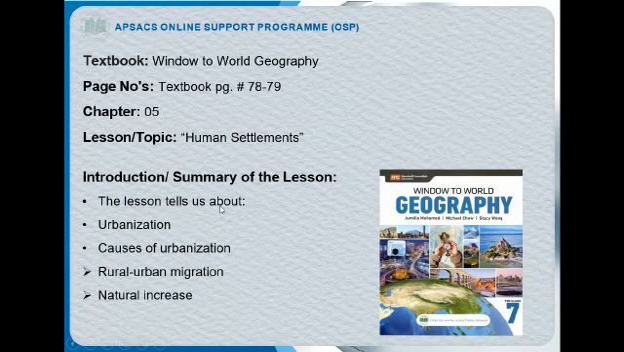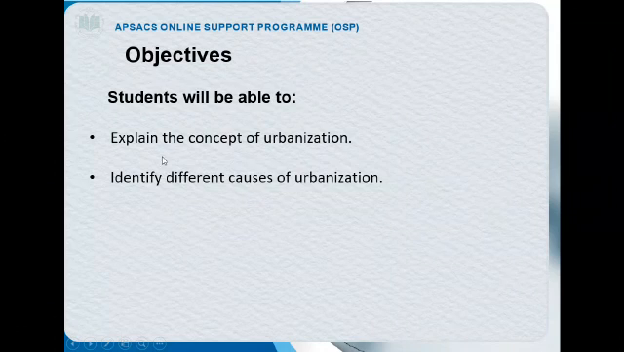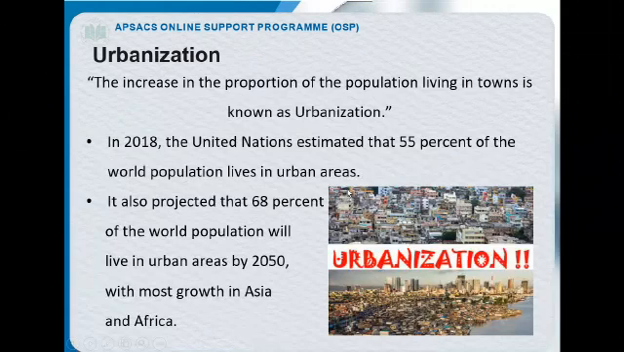The lesson tells us about urbanization, causes of urbanization, rural-urban migration, and natural increase. Objectives: our students will be able to explain the concept of urbanization and identify different causes of urbanization. What is urbanization? The increase in the proportion of the population living in towns is known as urbanization. When the number of people gets increased in a town or city, that is known as urbanization.